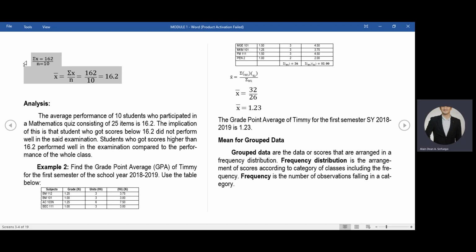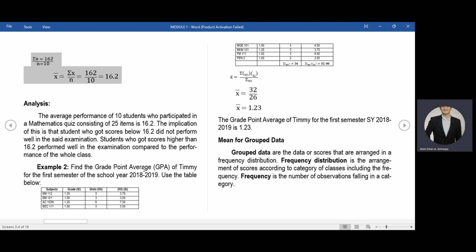Please do remember, whenever we have problems like this, finding the mean, median, or mode, you need to have the descriptive statistical part and the inferential statistics part, wherein you will solve and compute for the value of the measure of central tendency, and you have the analysis counterpart at the end. Let's move on to the second example. The problem goes like this.